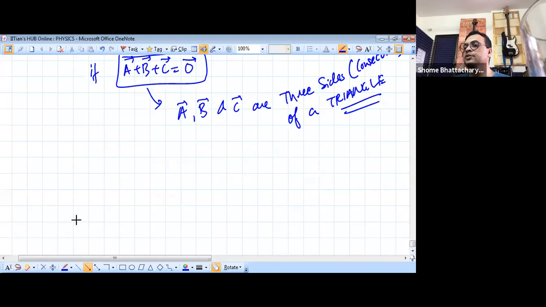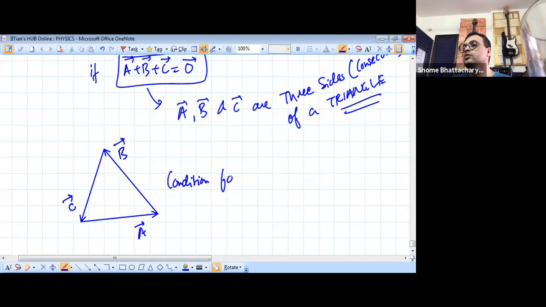They must be head to tail joining each other like this. This must be the case. The angles can be anything, but they must be forming a closed triangle. Okay. So this is a condition for the resultant of the 3 vectors to be 0.